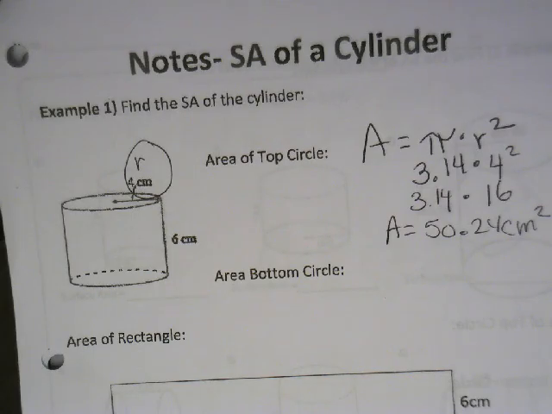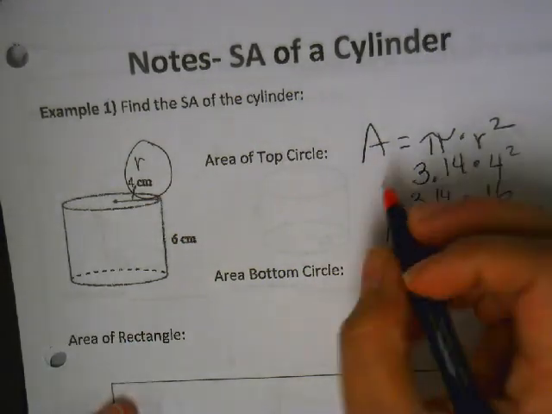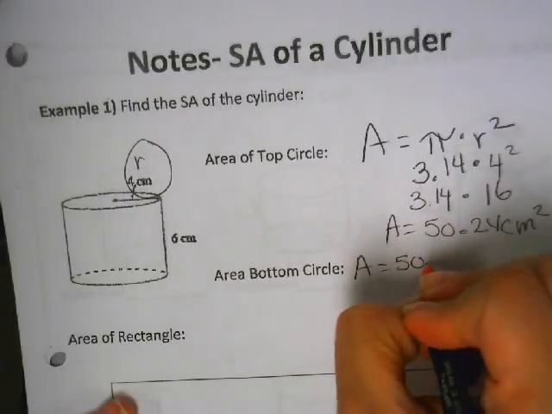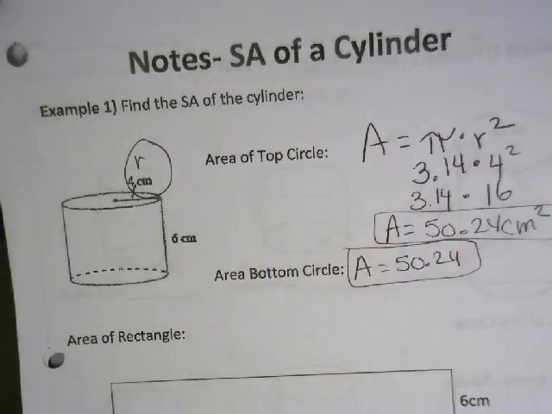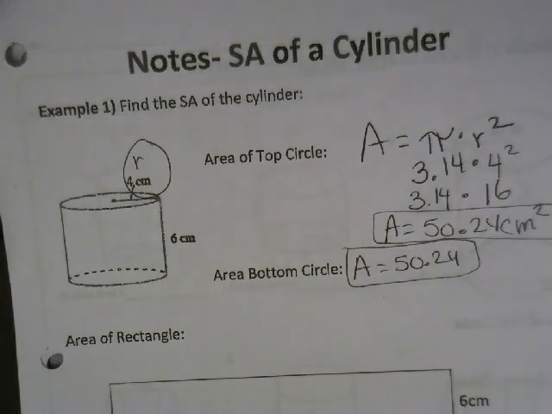Okay, so the area of the top circle is 50.24. That means that the area of the bottom circle is the same, 50.24. So, the circles are the same. One circle is 50.24. The bottom circle is 50.24. Make sense? Okay. We okay? All right.